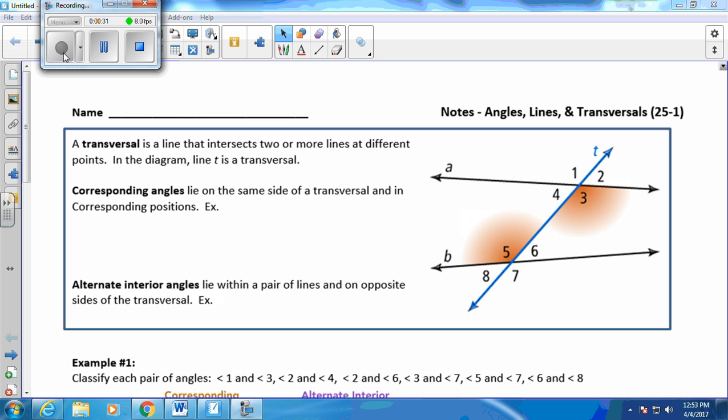So they have a transversal, which is a line that intersects two or more lines at different points. In the diagram, line T is the transversal. So this line right here that I'm highlighting in blue again is the transversal. Next, we have the corresponding angles, and corresponding angles lie on the same side of the transversal and in corresponding positions. So we'll watch this quickly.